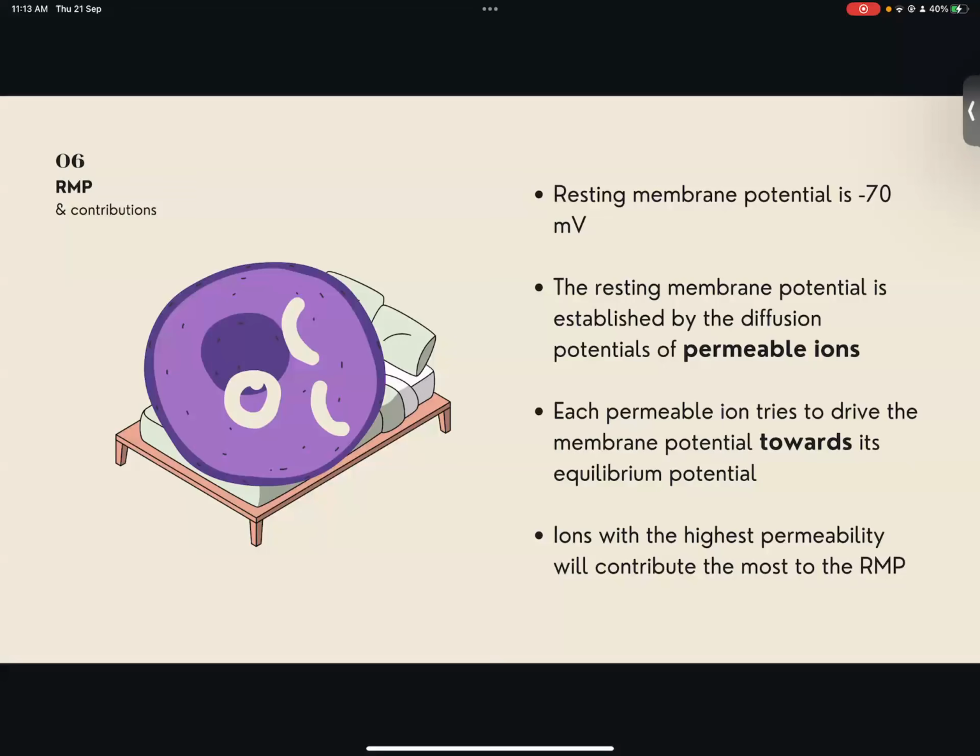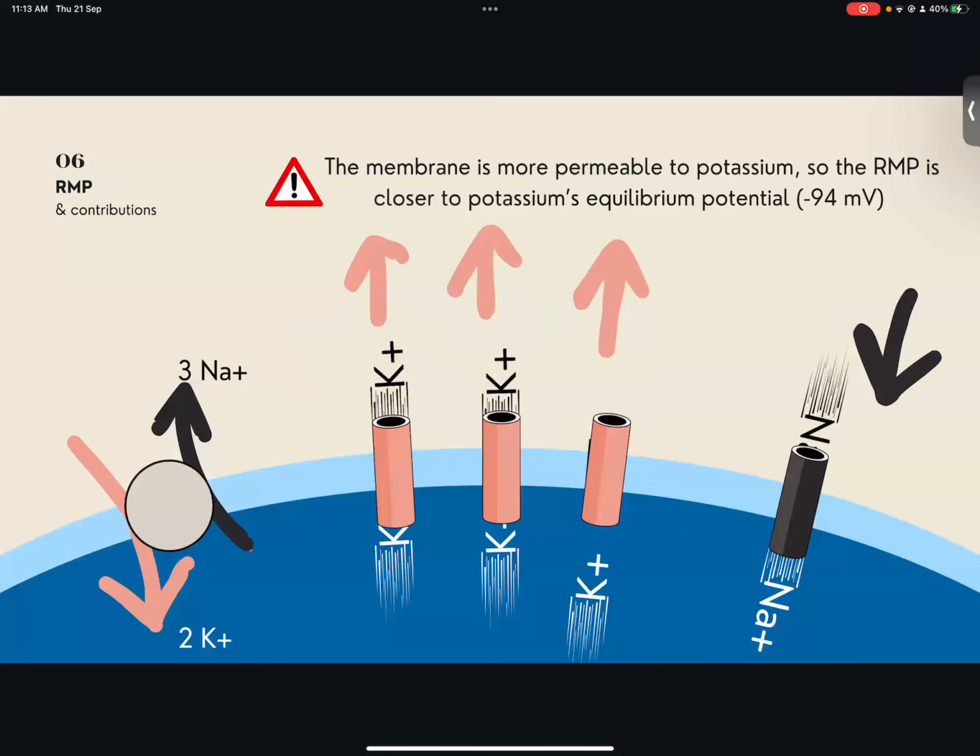Ions with the highest permeability will contribute the most to the resting membrane potential. Because the membrane is the most permeable to potassium, potassium will have the greatest effect and the greatest contribution towards the resting membrane potential, more than sodium.